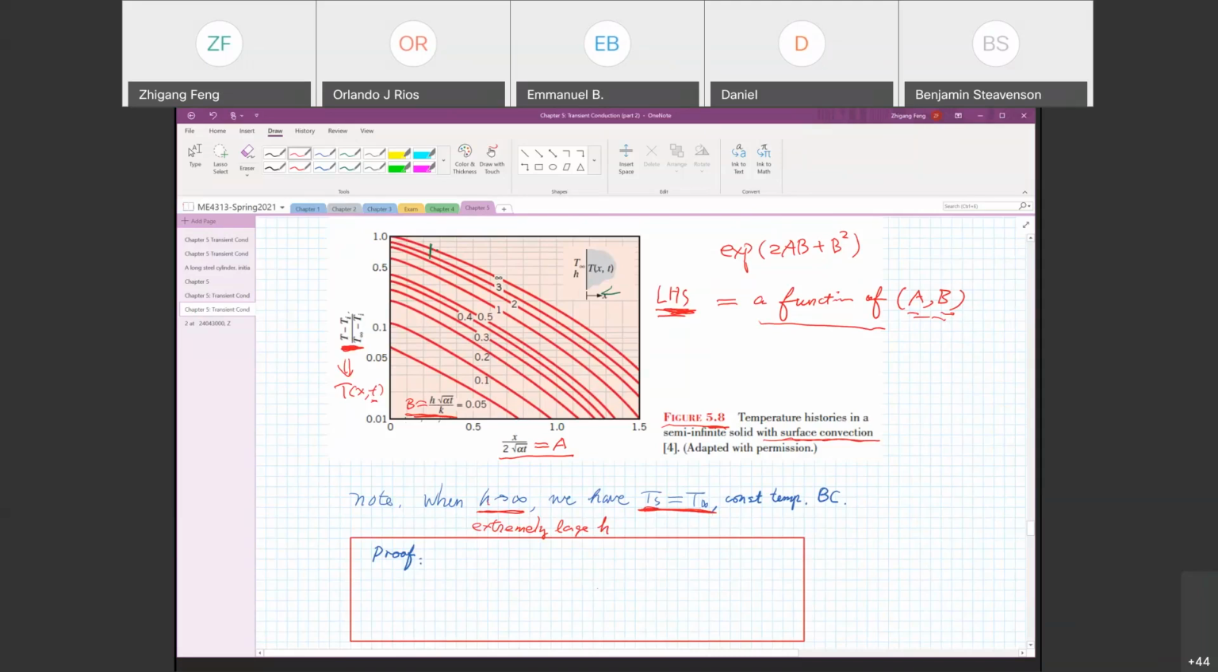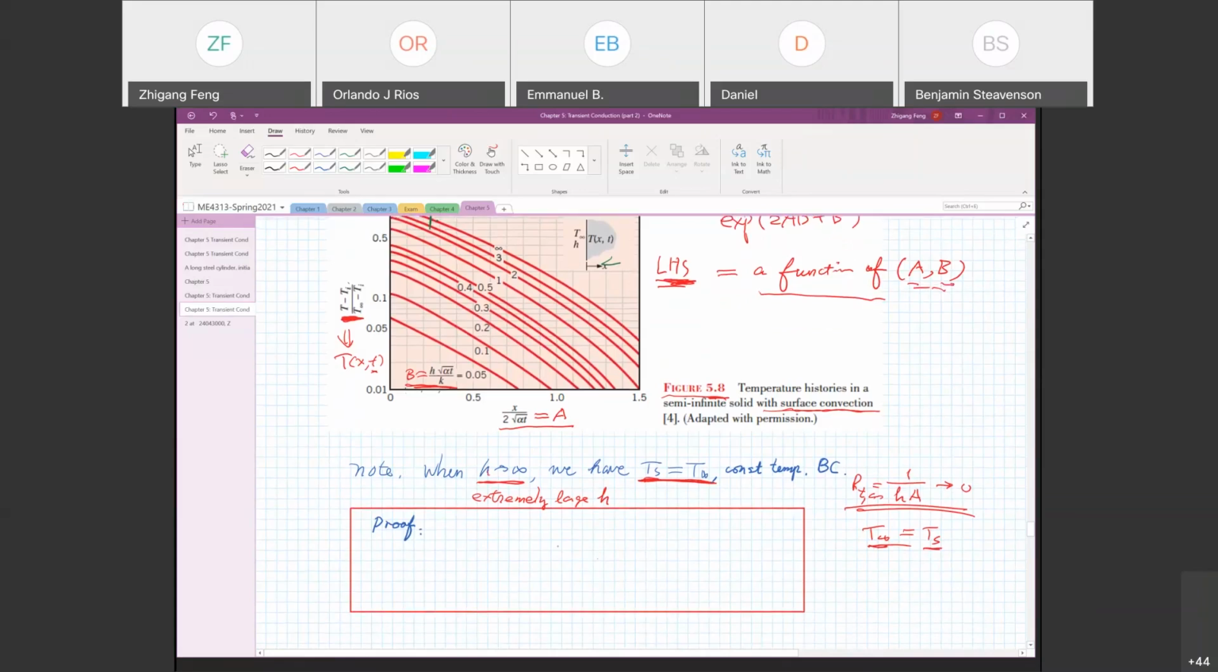So what do you mean? The thermal resistance of convection approaches 0. So the temperature of the fluid and the surface are basically equal. Okay, so the surface of the boundary will be equal to the fluid temperature. Okay? And we also can prove that using the boundary condition equations.